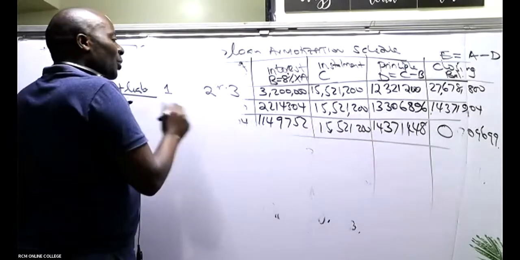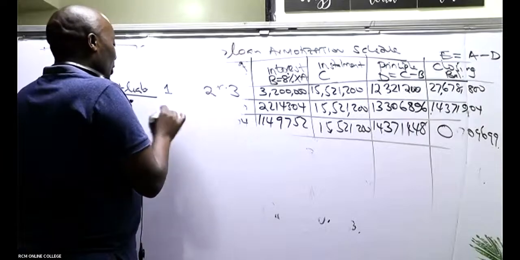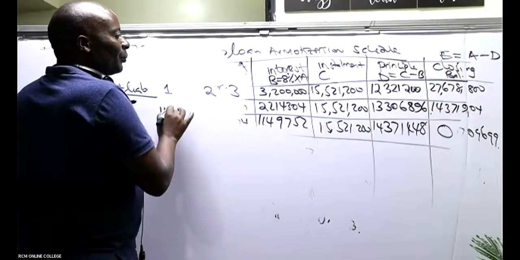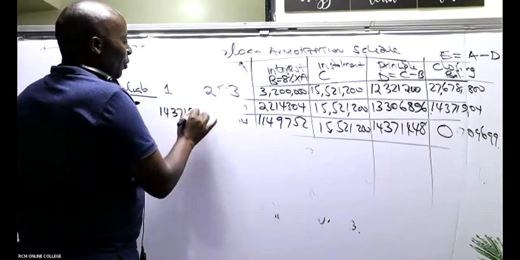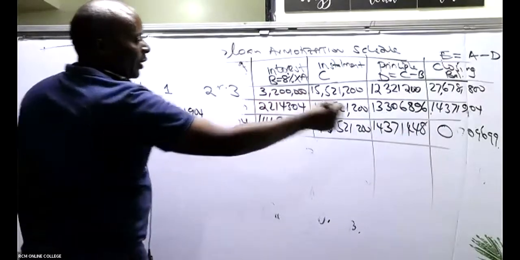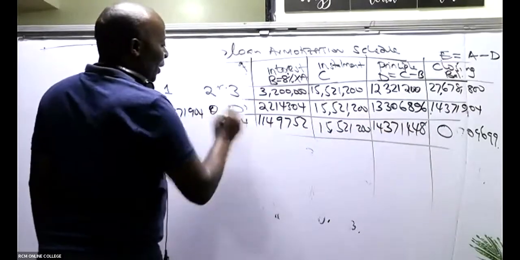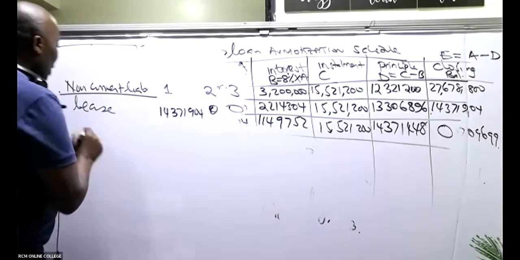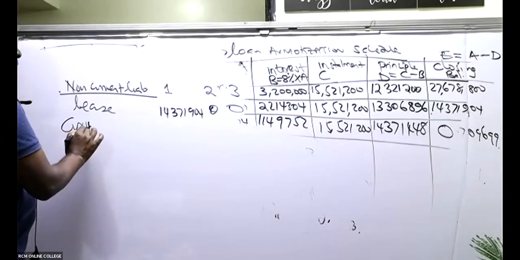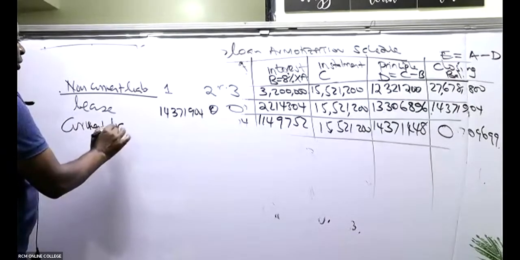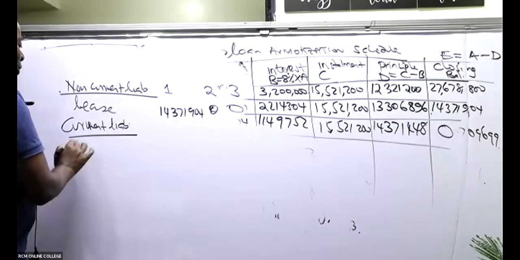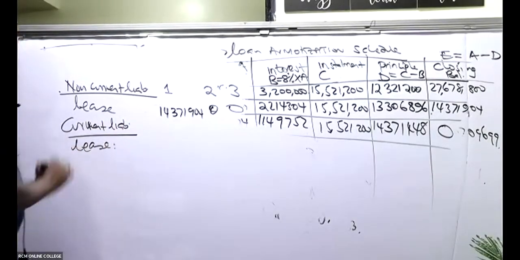So when it's non-current, you can't begin from year 1. So then we have here 14,371,904, and then of course we have this one here, which is 0. The other one is not there. And then now you come and ask yourselves, what about the current liabilities? Current liability. So in this case here, we call this the lease.